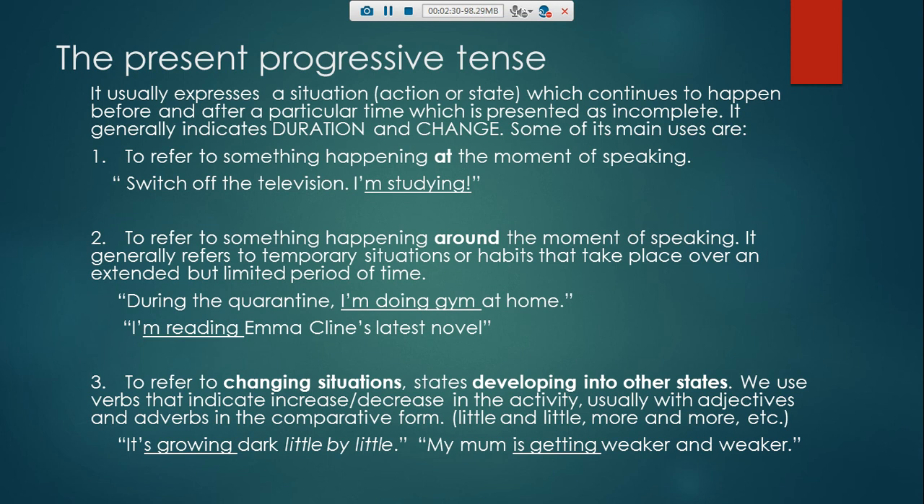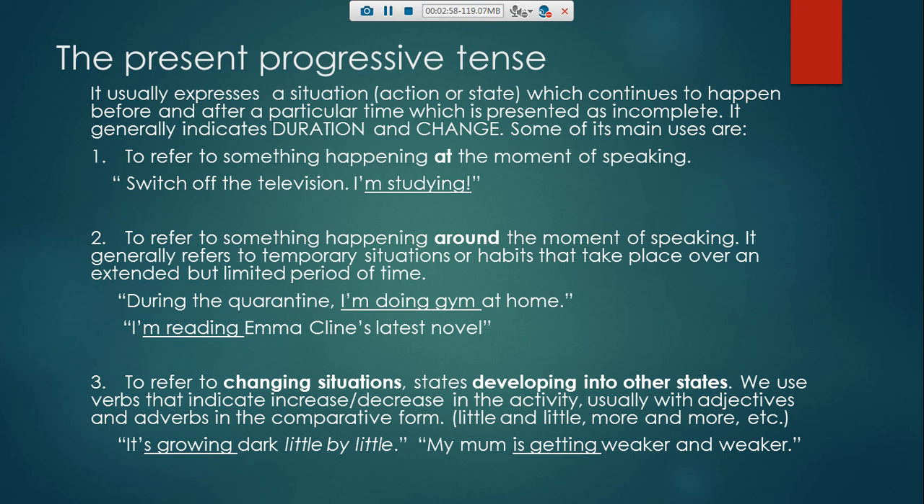The present progressive tense usually expresses a situation, action, or state which continues to happen before and after a particular time, which is presented as incomplete. It generally indicates duration and change. Some of its main uses are: 1. To refer to something happening at the moment of speaking. Switch off the television, I'm studying.